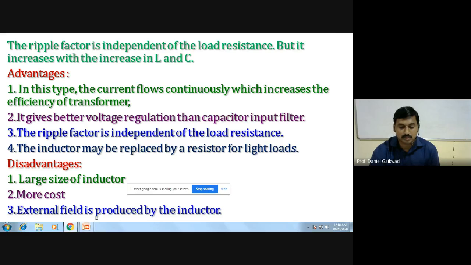Number third, an external field is produced by the inductor. So this disadvantage is only because of the inductor component. So the inductor should have large size, and because of large size it has a particular cost also. And number third is the field will be produced when current flows through the inductor. Inductor means one type of coil, and the coil produces the magnetic field. So the external field is produced by the inductor here. Okay, so these are the points.